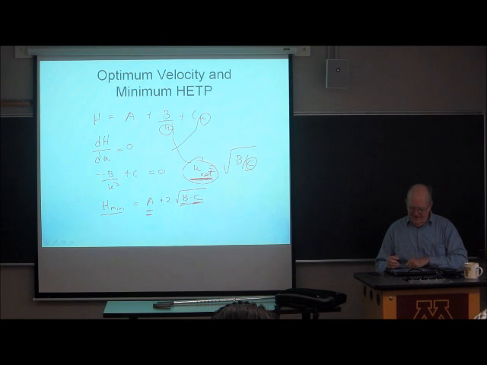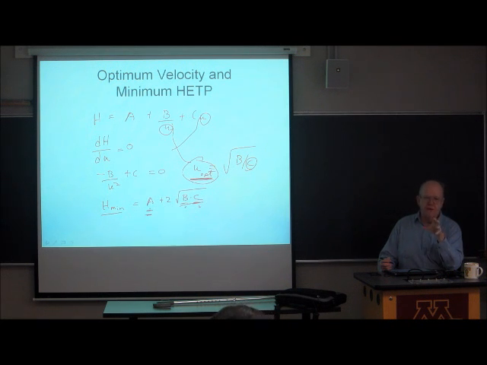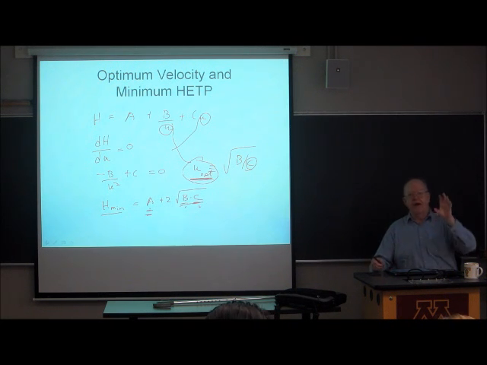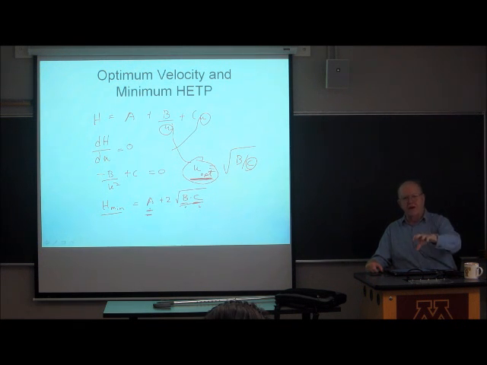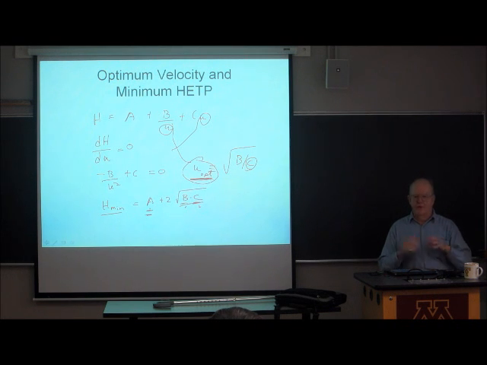You want this to be small, you want this to be small, and you want that to be small. That will get you the most plates for a given size column, and it will let you get that analysis done in the least period of time. So A, B, and C are your enemy.